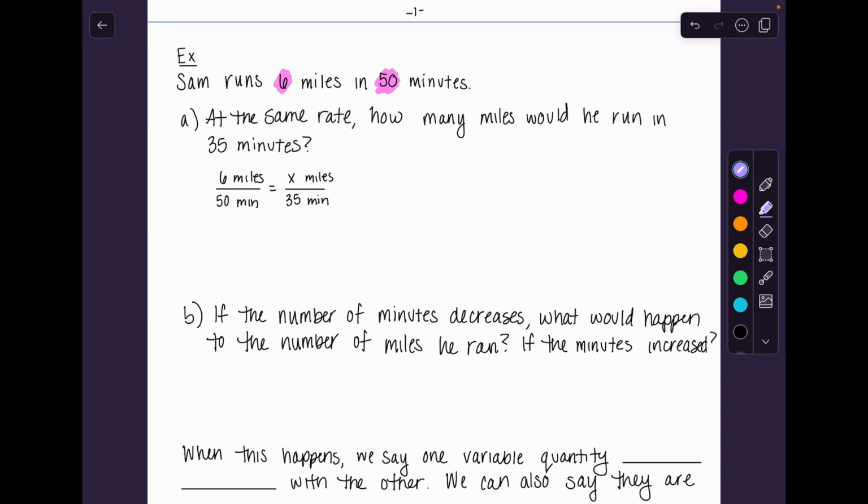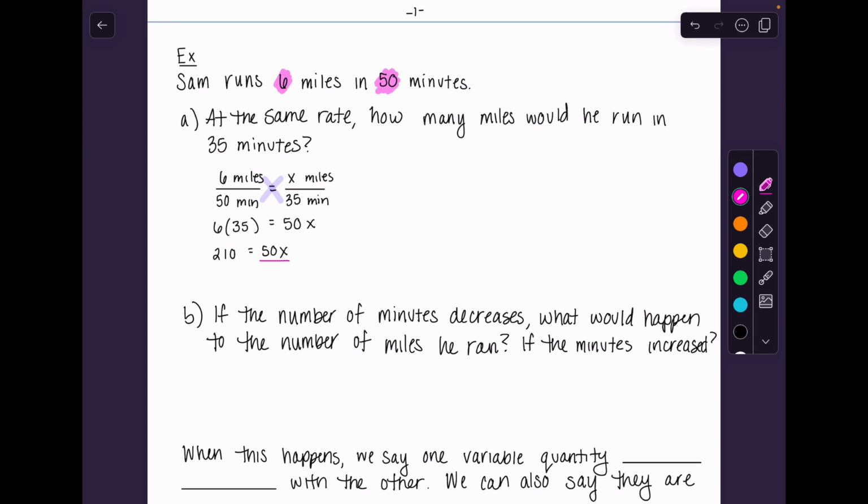So to solve for our unknown, we'll go ahead and cross multiply to just get rid of these nasty fractions. And we've got 6 times 35 and 50 times x. So I'm going to ignore the units for now because it would just make things really messy. So we know in the end that my unit should be miles. So if you do 6 times 35, that's going to give us 210 is equal to 50x.